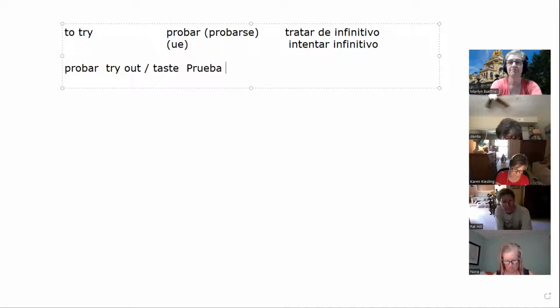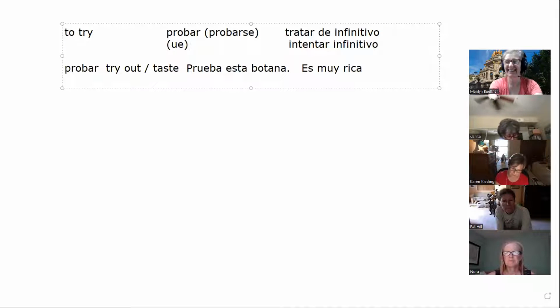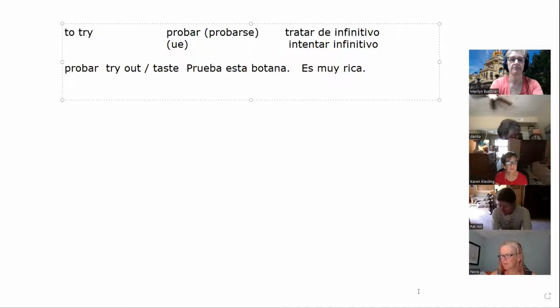Prueba esta botana. Botana would be an appetizer, a little munchy thing that you have, right? Prueba esta botana. See? Es muy rica. Es muy rica. It's really super good, right? Es muy rica. Okay, so probar can mean to taste something, to try it out, to take a sample. Yeah. Bien. Okay.